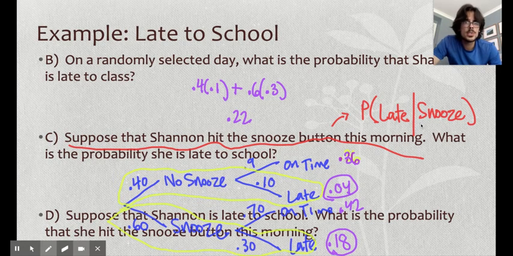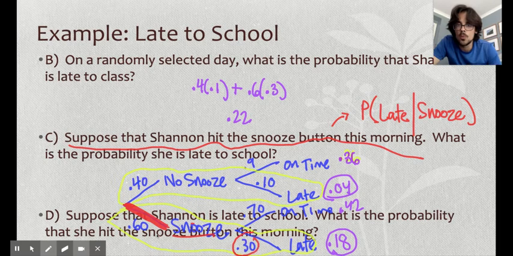So sometimes with conditional probabilities, you can use common sense. If you look at my tree right here, it is given that she snoozed. We already know Shannon took this path right here, and she's already at this point, okay? We want to know the probability she's late. That's actually really easy.